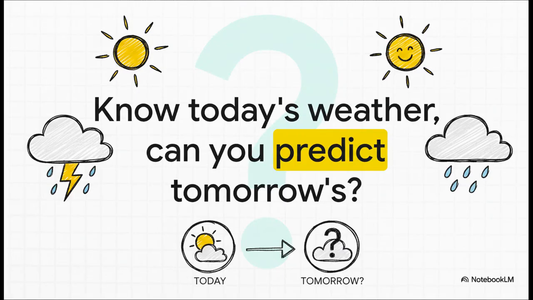Let's start with a really simple question. Imagine you don't have any fancy satellites, no complex computer models, nothing. All you know for sure is whether it's sunny or rainy outside right now. Is that one piece of information enough to make a solid guess about tomorrow? Well, it turns out, yeah, it can be. And that's the whole idea we're going to unpack.